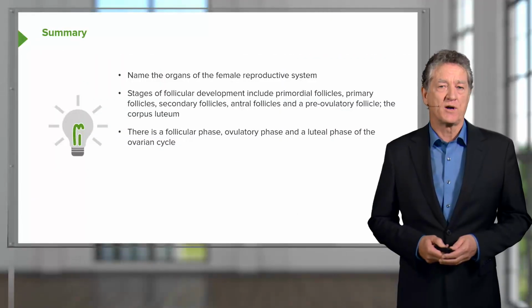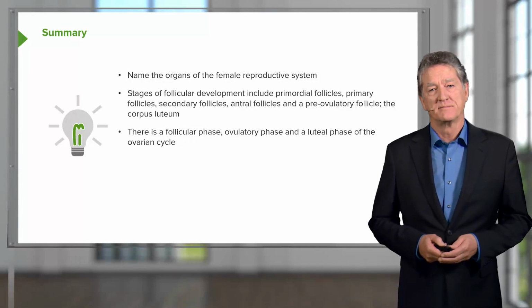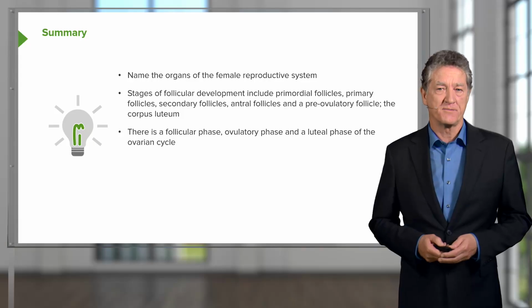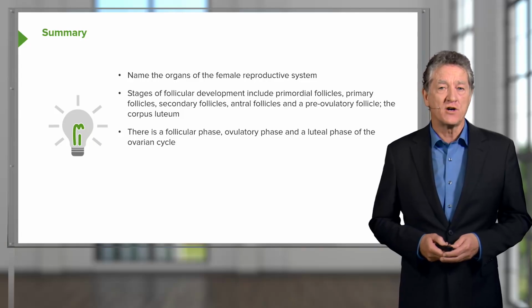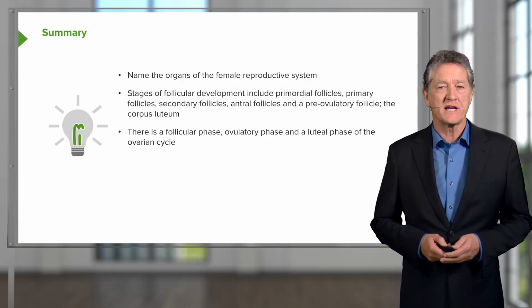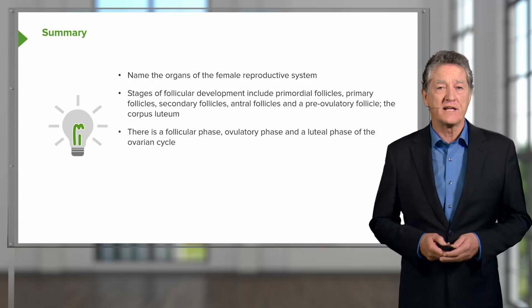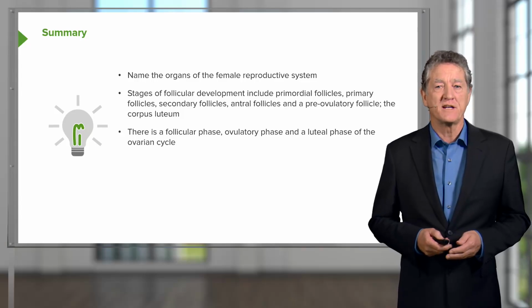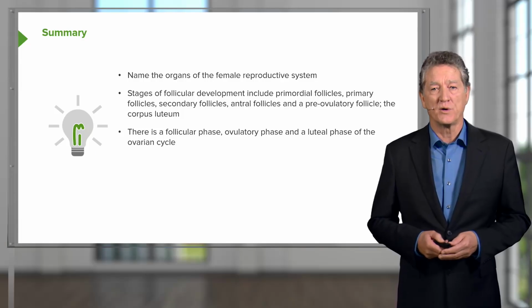So let me now summarise what I've described in this lecture. I've named the various organs of the female reproductive system, and then I have concentrated on the ovary, and I've described all the stages of follicular growth, the follicular phase of the ovarian cycle. And we've seen how the follicle grows and then what hormones are secreted by that follicle, and what controls the secretion of these hormones from the follicle.